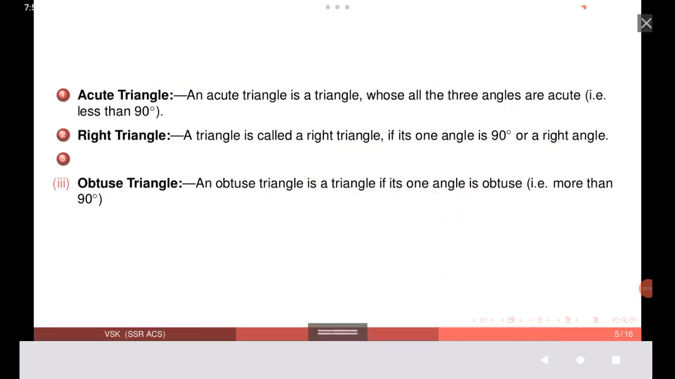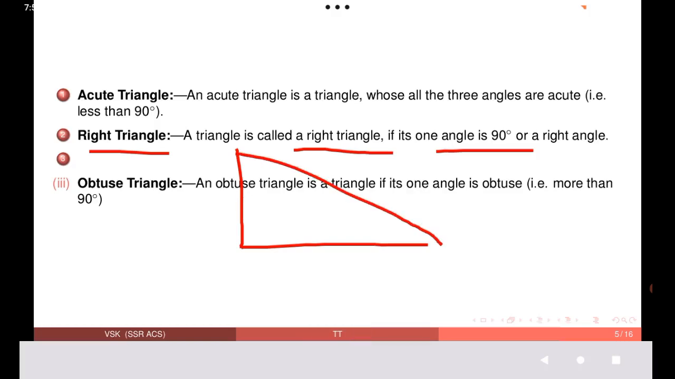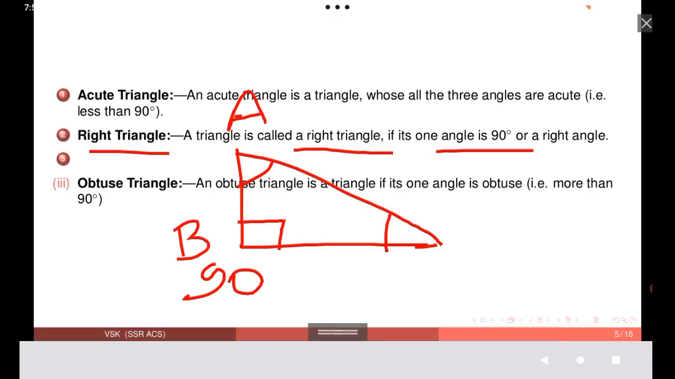Next one is the right angle triangle. A triangle is called a right angle triangle if one angle is 90 degrees. So if this angle is 90, we will call it a right angle triangle. What will be the measure of these two angles? The sum of these two will be 90, but one is the 90 angle. That is important. If one of the angles of a triangle is 90, then it is called a right angle triangle.